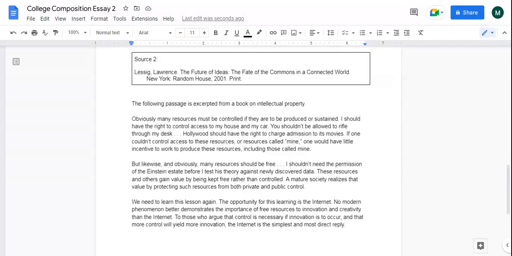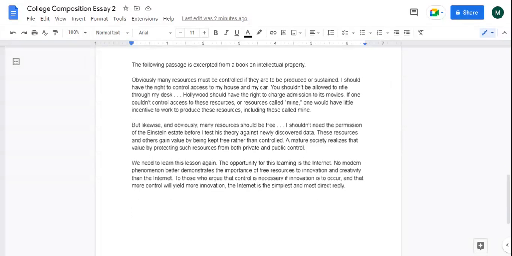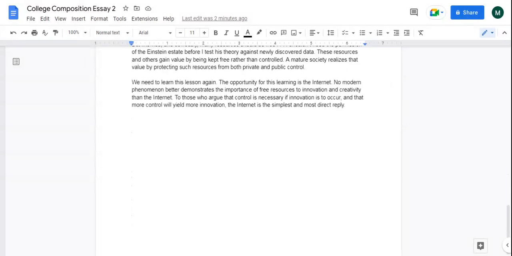A mature society realizes that value by protecting such resources from both private and public control. We need to learn this lesson again. The opportunity for this learning is the internet. No modern phenomenon better demonstrates the importance of free resources to innovation and creativity than the internet. To those who argue that control is necessary if innovation is to occur and that more control will yield more innovation, the internet is the simplest and most direct reply.